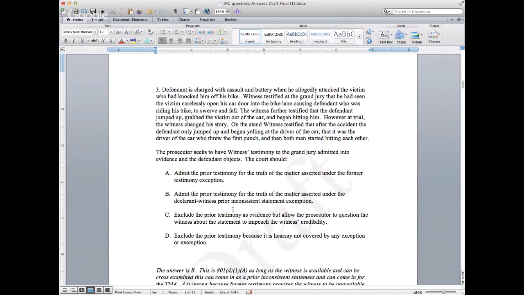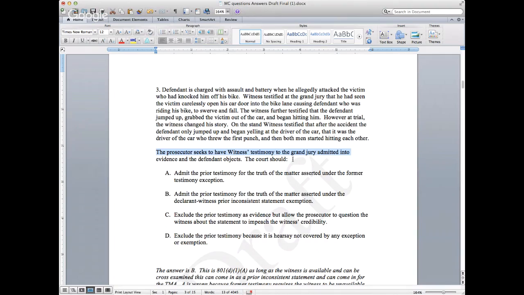So question number 3, defendant, here, let's go. The prosecutor seeks to have the witness's testimony at the grand jury admitted into evidence, and the defendant objects. What should the court do? So this tells us a couple of things again. This tells us we're at a criminal case because we have a prosecutor. And we're talking about witness testimony at a grand jury.